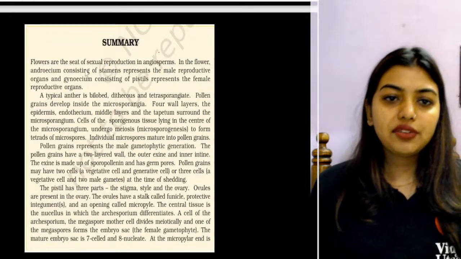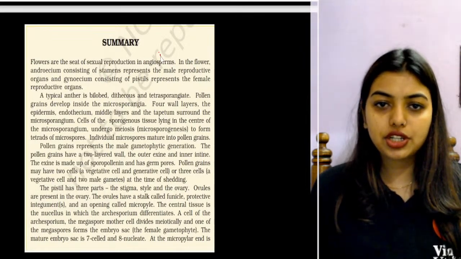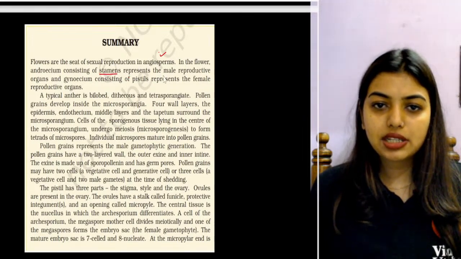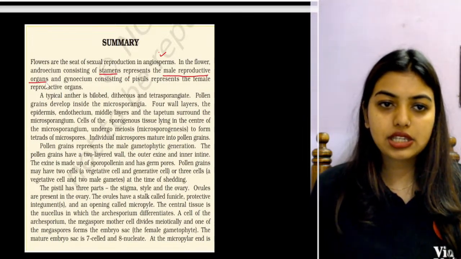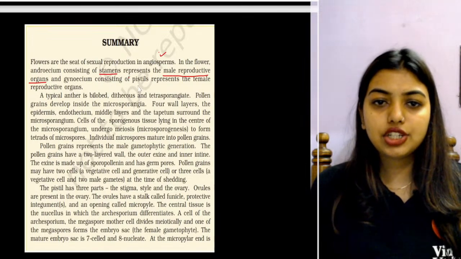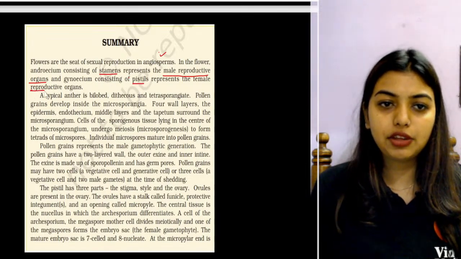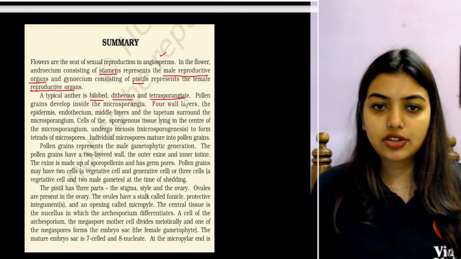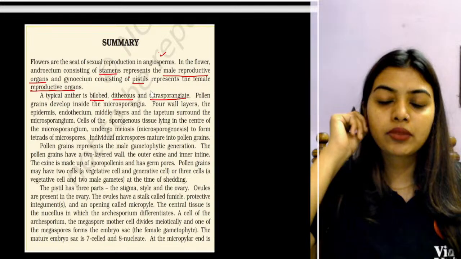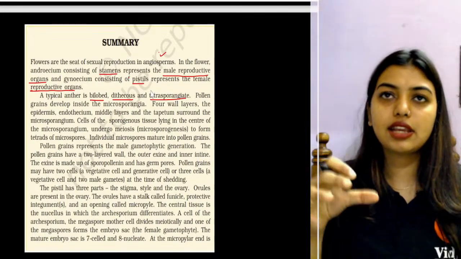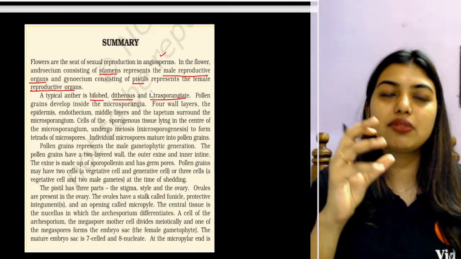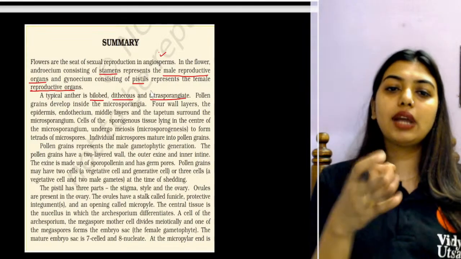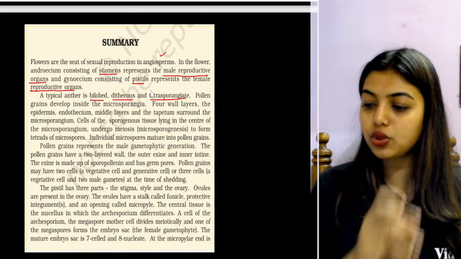See, flowers are the seat of sexual reproduction in angiosperms. The flower of an angiosperm consists of stamens, which represent the male reproductive organ. Okay, stamen has anther and filament. Gynoecium consists of pistil, which represents the female reproductive organ. A typical anther is bilobed, dithecous, and tetrasporangiate. Students, after studying everything, try to read the summary, because the summary will give you a short note. Okay, see, they have directly given bilobed, dithecous, tetrasporangiate, so it's a good thing.